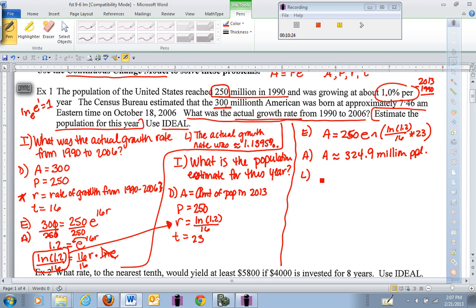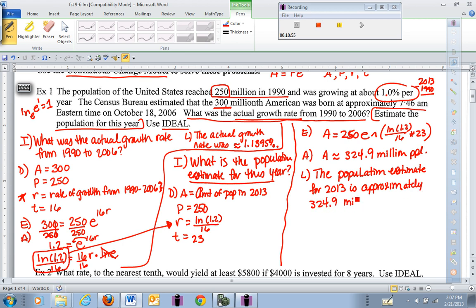Okay, so then we would say the population estimate. I want to complete this sentence up here. Complete the loop by answering this question. The population estimate for 2013 is approximately 324.9 million people. Capital letter here, punctuation on the end here.